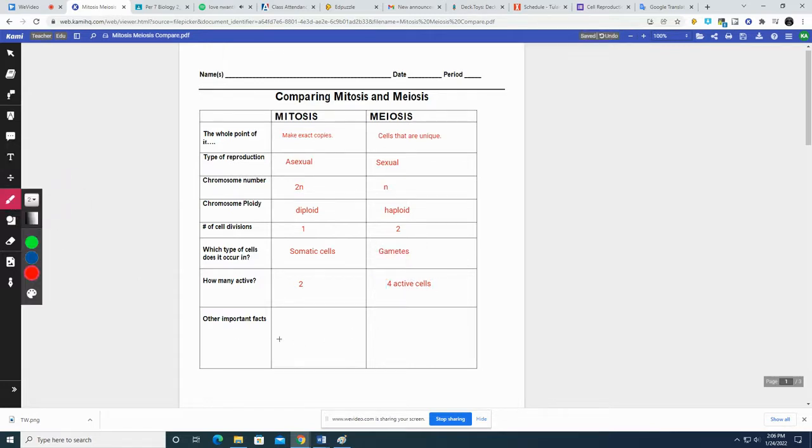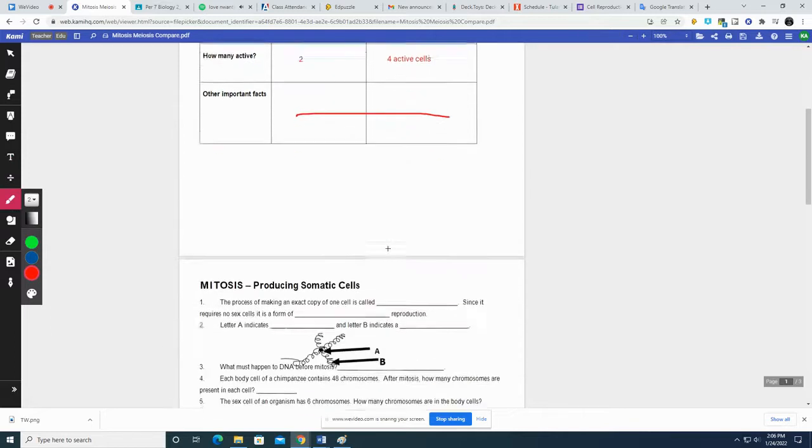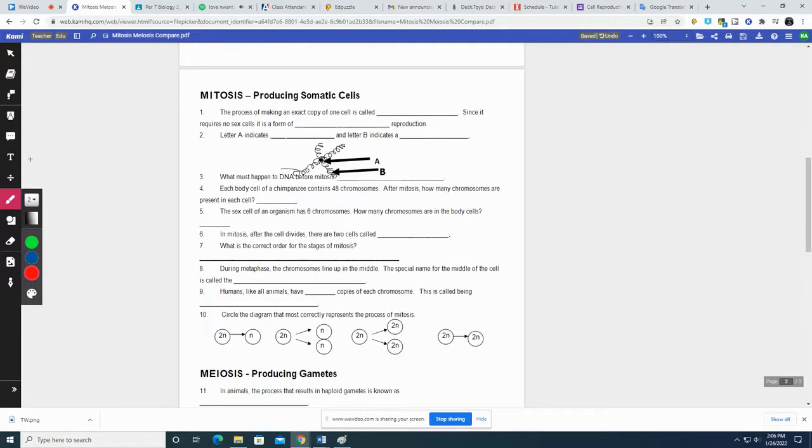Other important facts, scratch it out. All right, page number 2.